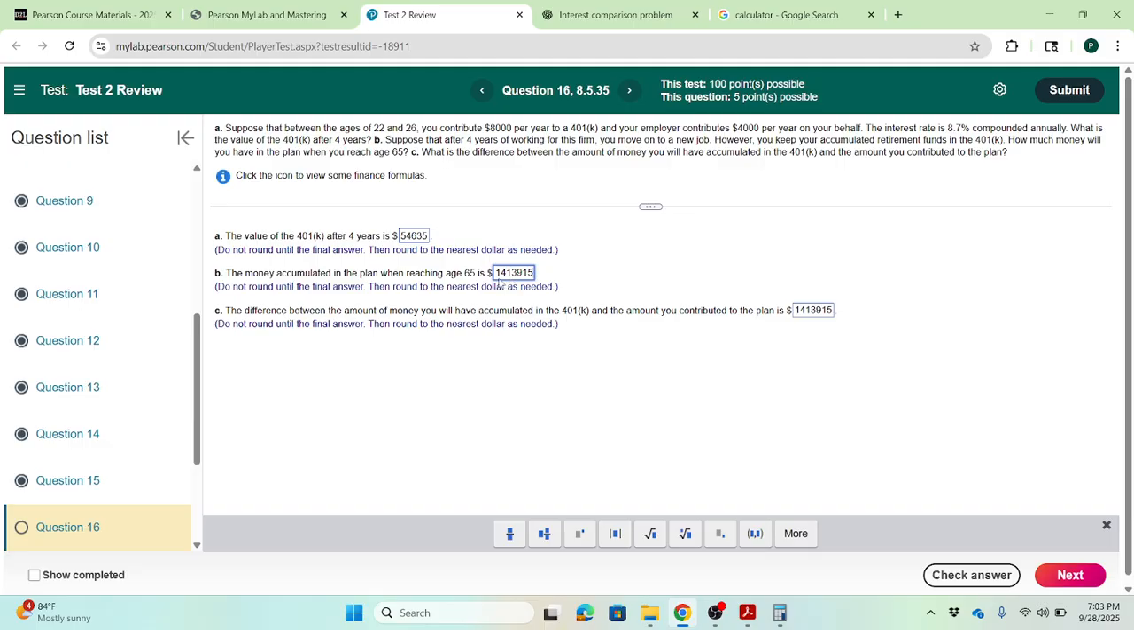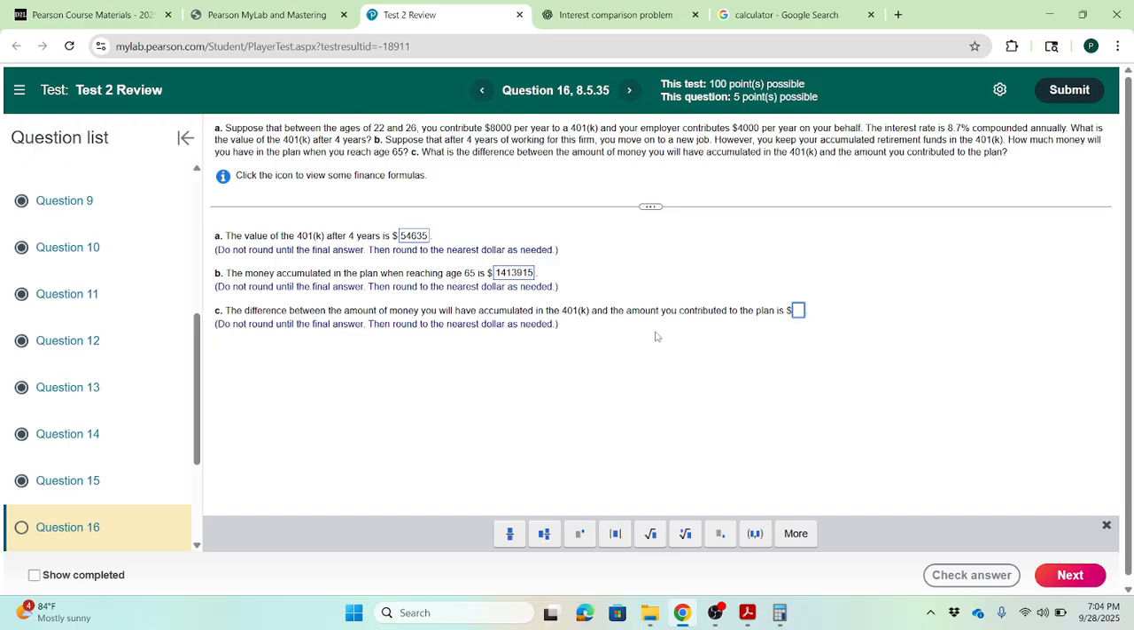1,413,915. The difference between the amount of money you will have accumulated in the 401k and the amount you contributed to the plan. Remember, you just contributed how much? What is the difference between the amount of money you will have accumulated in the 401k and the amount you contributed to the plan?